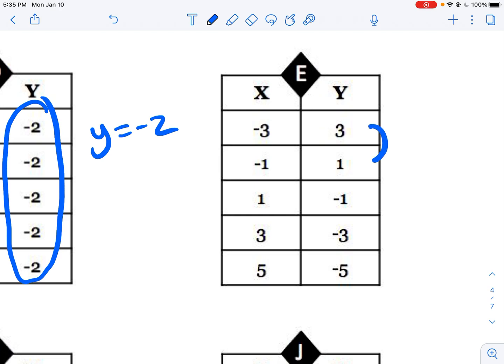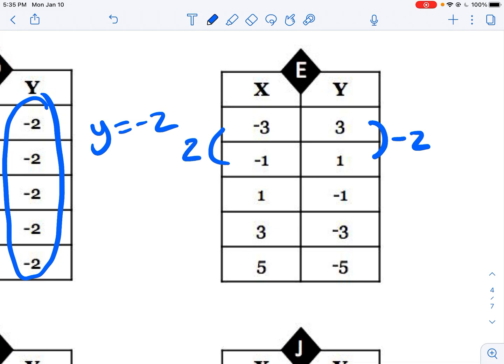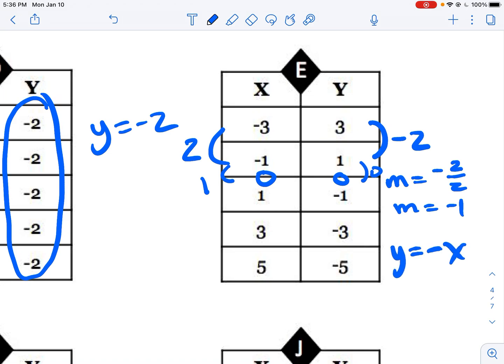This one, it went down by 2, and this went up by 2. So my slope on this one is going to be negative 2 over 2, which is negative 1. Now this one doesn't have a 0. The 0 would have been right here. So from here to here, it went up by 1. Okay, so this side needs to go down by 1. So that would be 0. So this is the point 0, 0. So y equals negative x.